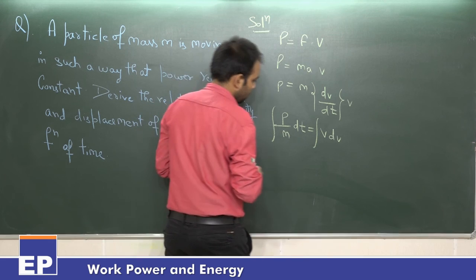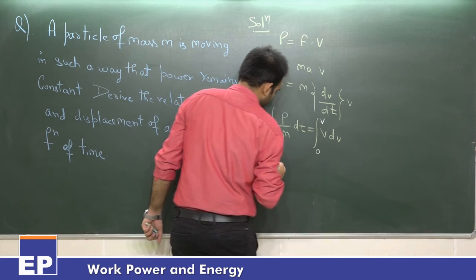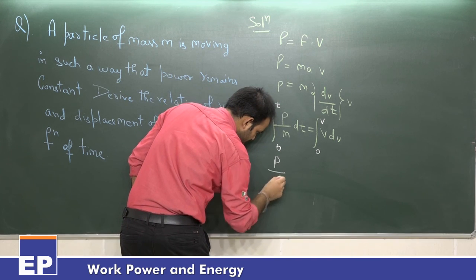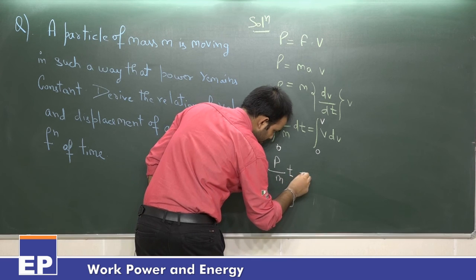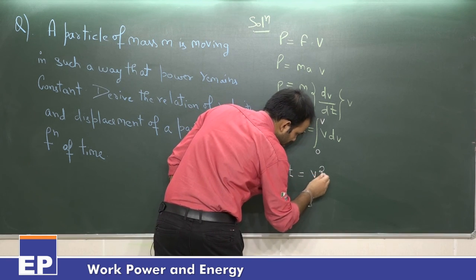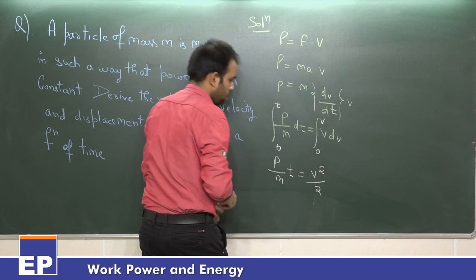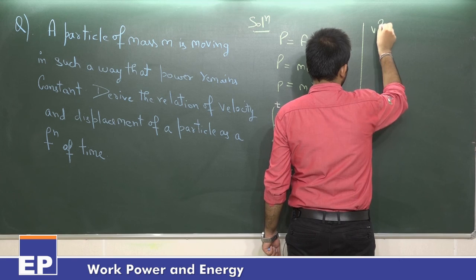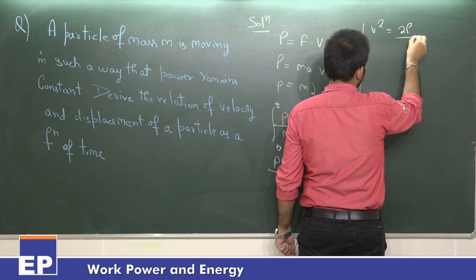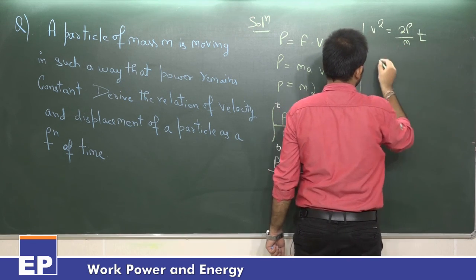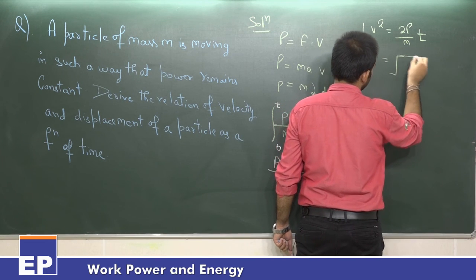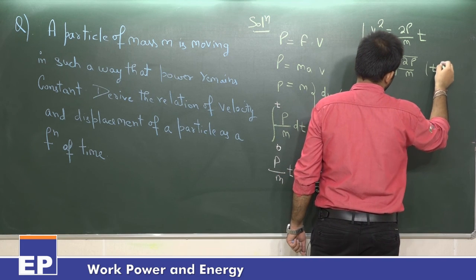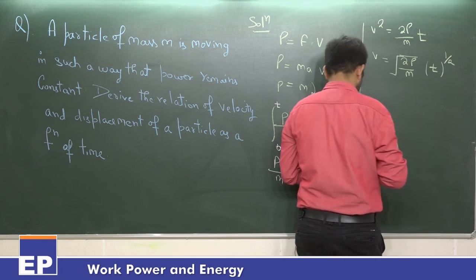Now, initial speed is 0, going up to V. P by M, the integration of dt is T. The integration of V dV is V square by 2. So what is V? V square by 2 equals P by M into T, so V is root of 2P by M into root T. This is the function of velocity.